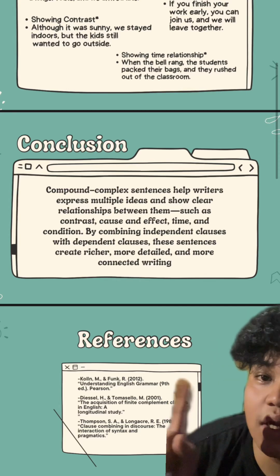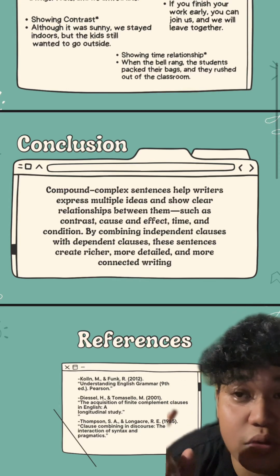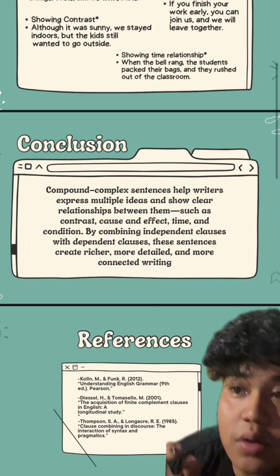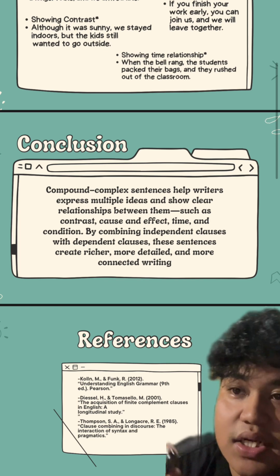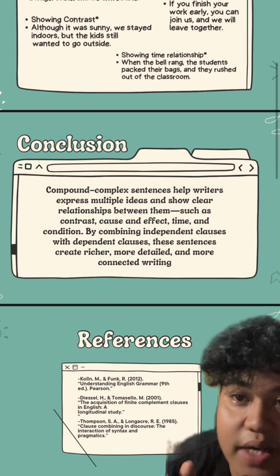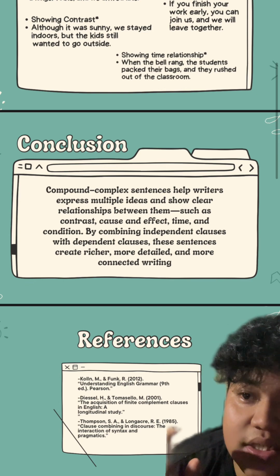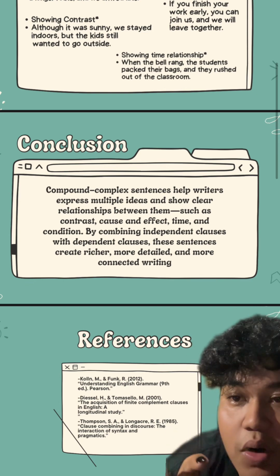Next, conclusion. Compound complex sentences help writers express multiple ideas and show clear relationships between them, such as contrast, cause and effect, time, and condition. By combining independent clauses with dependent clauses, the sentences create richer, more detailed, and more connected writing.